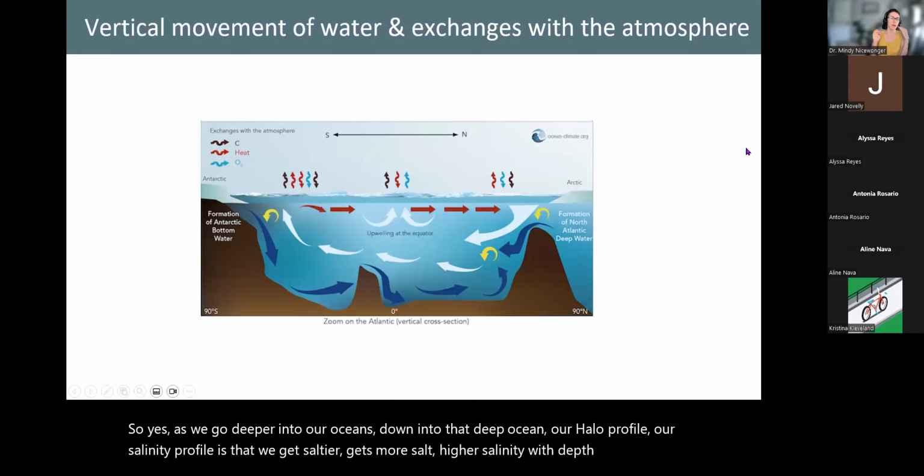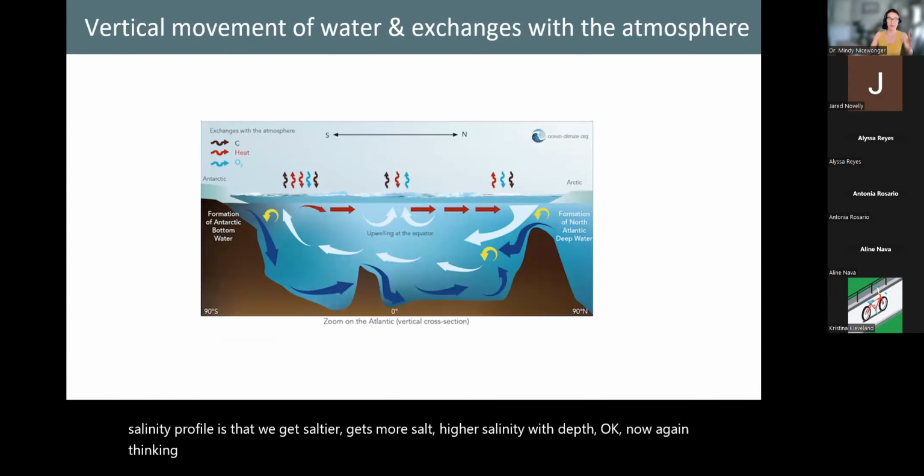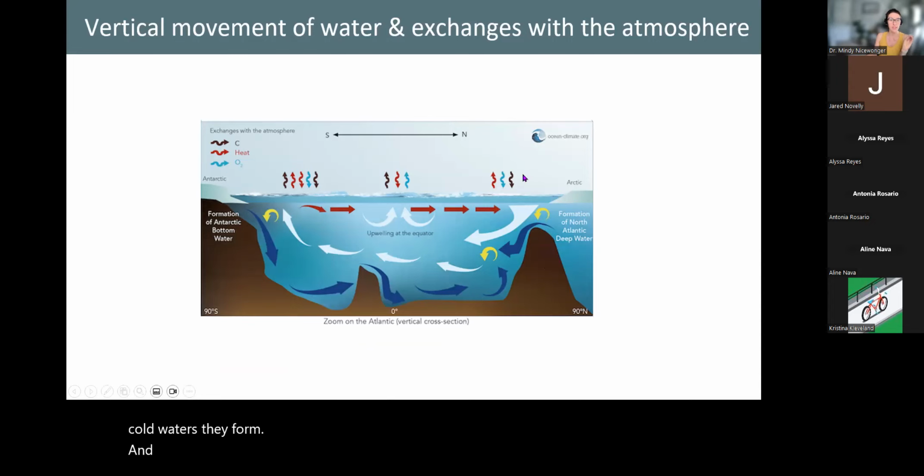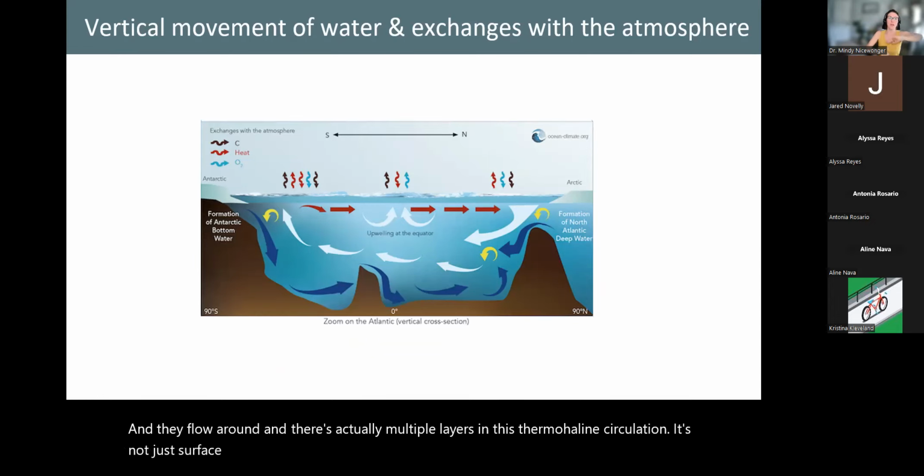Now again, thinking of our ocean in three dimensions, near Antarctica and near the Arctic we have the formation of our deep waters, those deep, salty, cold waters. They form and they flow around. And there are actually multiple layers in this thermohaline circulation. It's not just surface and deep. There are mid-level waters and higher level waters. It's actually a really complex system.